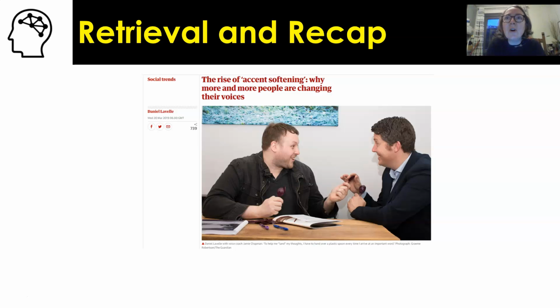How can you understand the context of an article without looking at the points that anchor it, that give it its context? So this gives us the context down here that it's a Guardian article. This gives us a context because now we can work out that one of these will be Daniel Lavelle. One is the voice coach, Jamie Chapman. Here's our headline, The Rise of Accent Softening, Why More and More People Are Changing Their Voices, and other information. So all of this provides context.